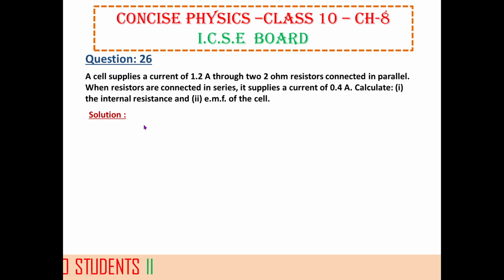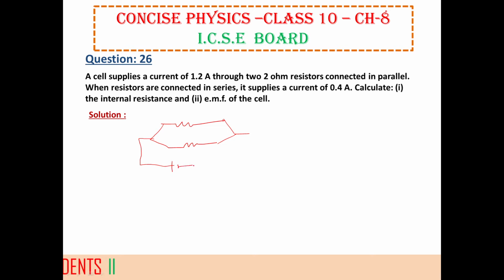What is given here? The same fundamental: go step by step. A cell supplies a current of 1.2 ampere through 2 ohm resistors connected in parallel. First of all, write down the circuit. The 2 ohm resistors are connected in parallel, so the circuit will be like this.